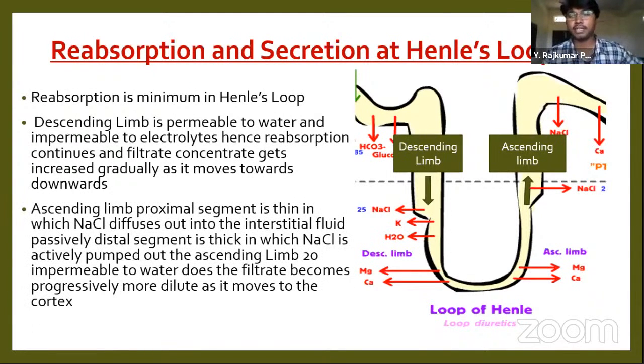The ascending limb proximal segment is thin, in which NaCl diffuses outside, and interstitial fluid also gets passively excreted. The distal segment is thick, and here the NaCl is actively pumped out. The ascending limb is impermeable to water molecules. Here you can see as it comes down in the descending limb, water molecules are moving out. When water molecules are moving outside of the limb, what is happening? The concentration of substance is getting increased as it moves down.